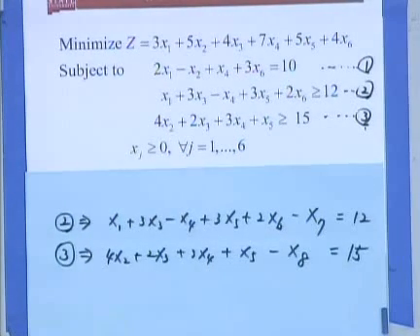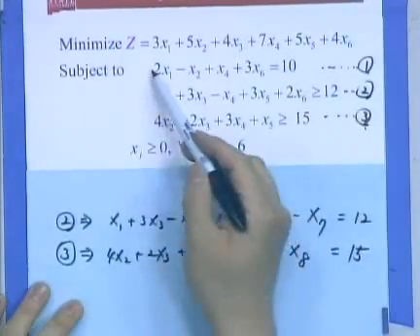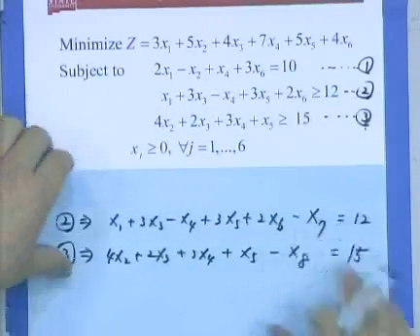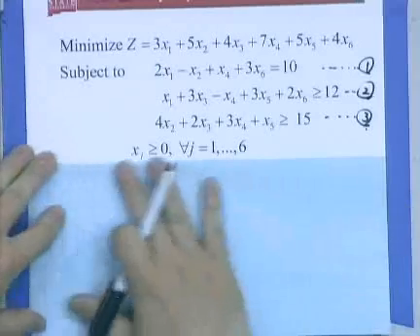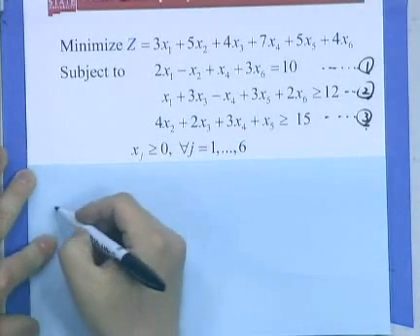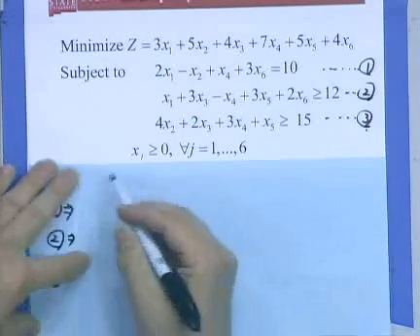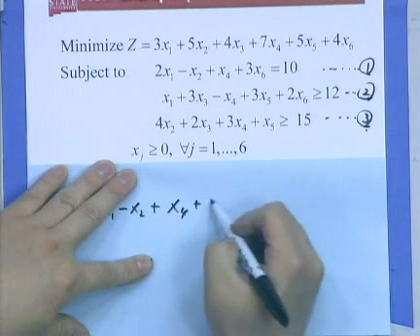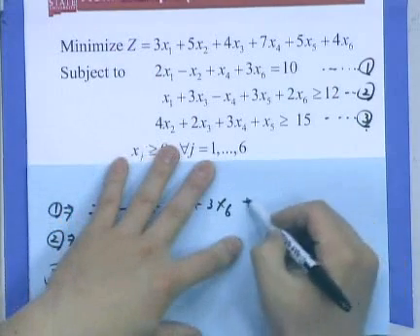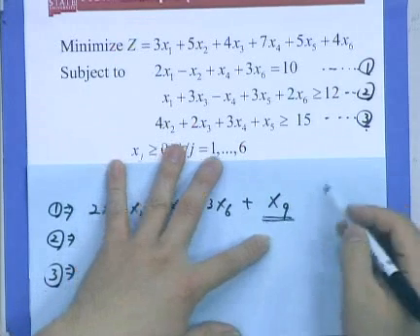And we should add artificial variable to every constraint, right? Which means our constraint set becomes 2x1 minus x2, x4, 3x6, plus x9. That is the first artificial variable.